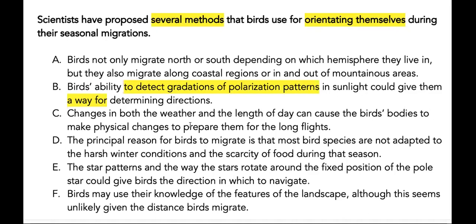Changes in both the weather and the length of day can cause the birds' bodies to make physical changes to prepare them for the long flights. Okay, changes in weather cause physical changes. Does it explain how they get around?